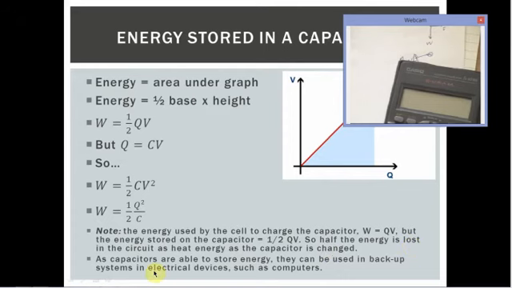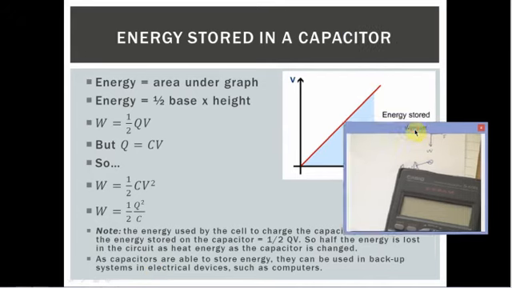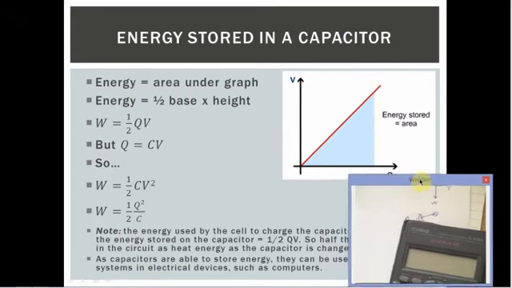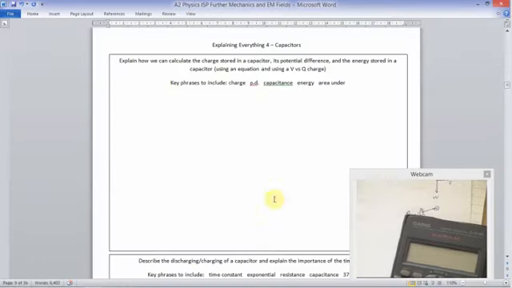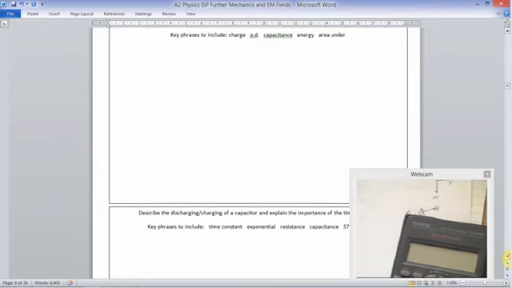As capacitors are able to store energy, they can be used as backup systems essentially for electrical devices like computers and mobile phones. Okay, so that's the idea of a capacitor and what it can actually do. Okay, so let's quit out that slide and get back onto the ISP. So that's the main information you need to cover in there. So remember to pause the video back on that slide if you need to copy the information across.